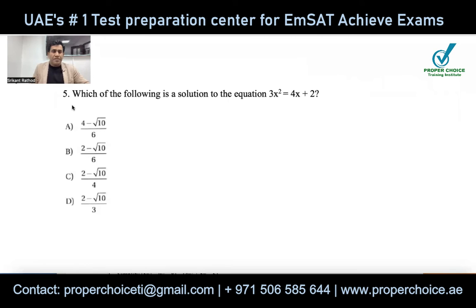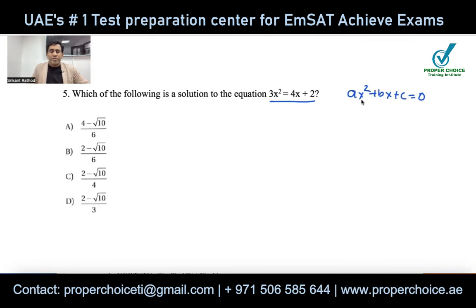Question number 5 is: which of the following is a solution to the equation 3x squared equal to 4x plus 2? They're asking us which of the options is a solution to the given equation. As the highest power of x is 2, this kind of equation we call a quadratic equation. And what is the general form of a quadratic equation? Generally we write it as ax square plus bx plus c equal to 0.